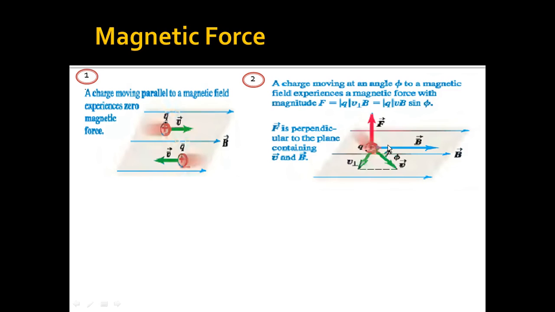Now, of course, this means that if you have a maximum value for phi, which is 90 degrees, your sine phi would be a maximum value, sine 90. Sine 90 is equal to 1. This means that the product Q times V times B would have its maximum value, and therefore F would have its maximum value. A charge moving at an angle phi to a magnetic field experiences a magnetic force with the magnitude F is equal to Q times V times B times sine phi.